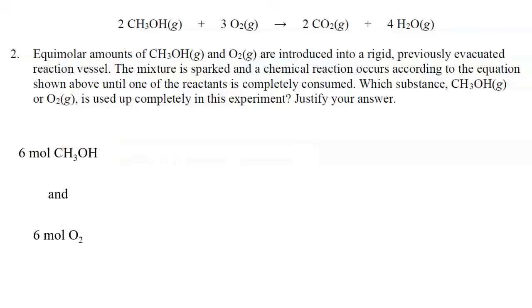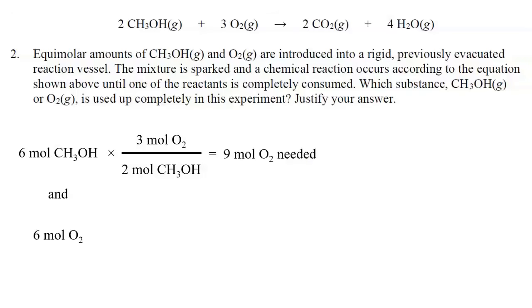Well, suppose I picked 6 moles of each reactant. How might you process it? Well, I'm going to go ahead and convert each of these amounts into the other reactant. So I'm going to convert from methanol to O2, and then convert from O2 to methanol, and we'll take a look at our results. So I'm using the coefficients from the balanced chemical equation. There are 3 moles of O2 for every 2 moles of methanol. 6 times 3 is 18. 18 divided by 2 is 9. So 9 moles of O2 would be needed to react with 6 moles of methanol.